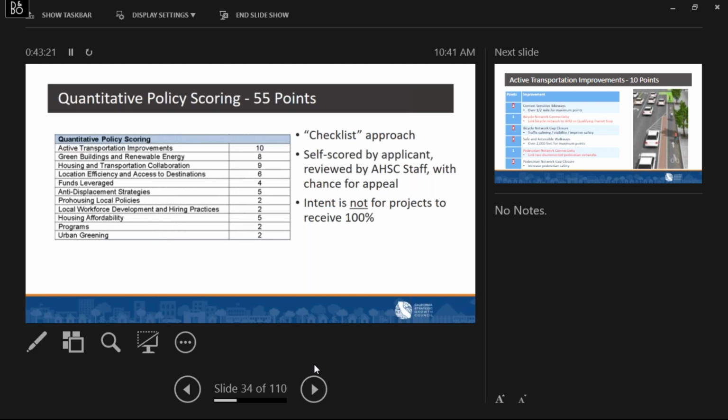AHSC program staff will review that score and then send you an initial score letter, and during that process you'll have a time to appeal any findings or changes to that score. But you should have a fairly good idea about the competitiveness of your application based on this category. Our median score in here is about a 45, but we see ranges between the low 50s and the mid 30s. Just as with the total scoring, the intent is not for projects to receive 100% of the points, though every point is definitely a bonus and should absolutely be pursued.